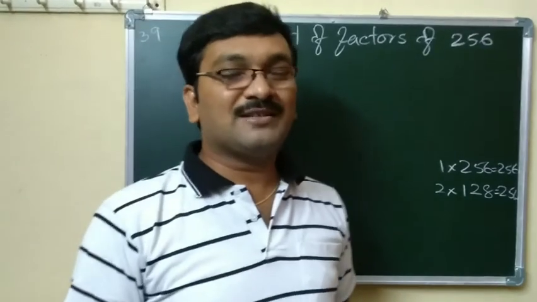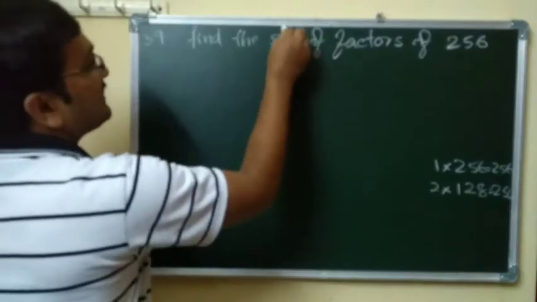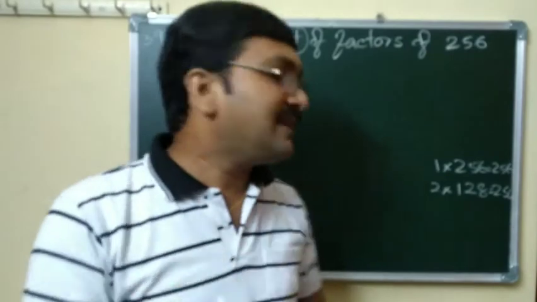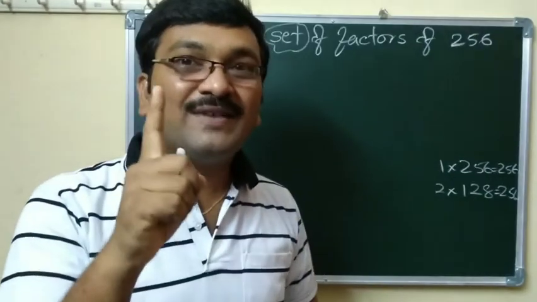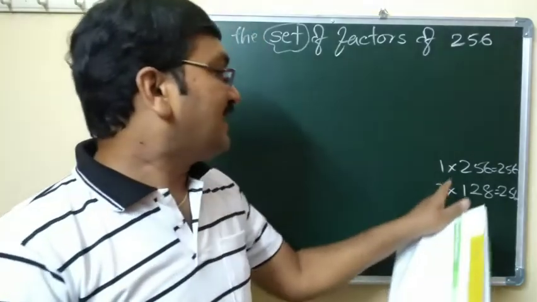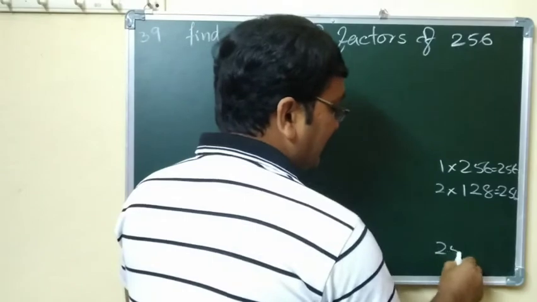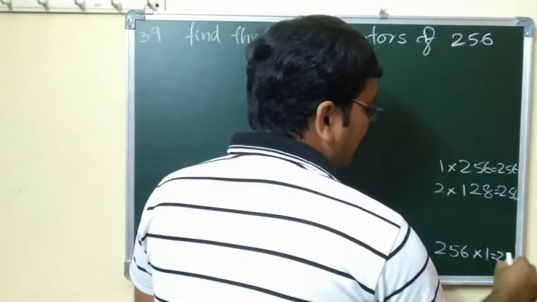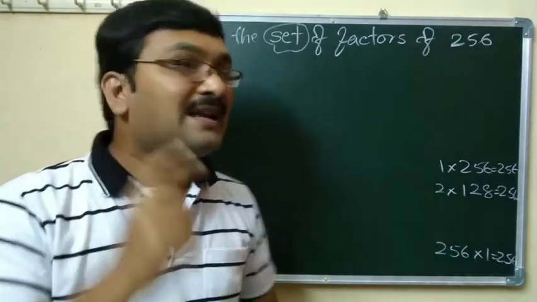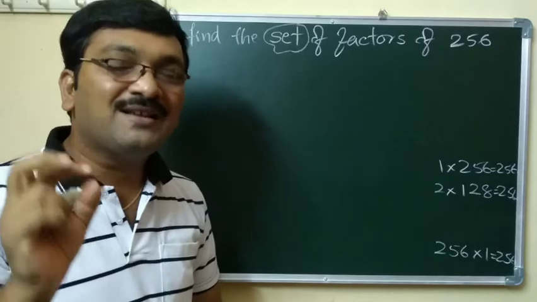Okay, I'll follow the logic. See here the factors, and here they said set. Set means every element, every factor, will come only one time. Sometimes a factor may come twice. See here the 1 will come, and in 256 also 1 will come; 256 into 1 is 256. Both times it will come, but we should write only one time because they asked for the set. Everybody must and should remember.